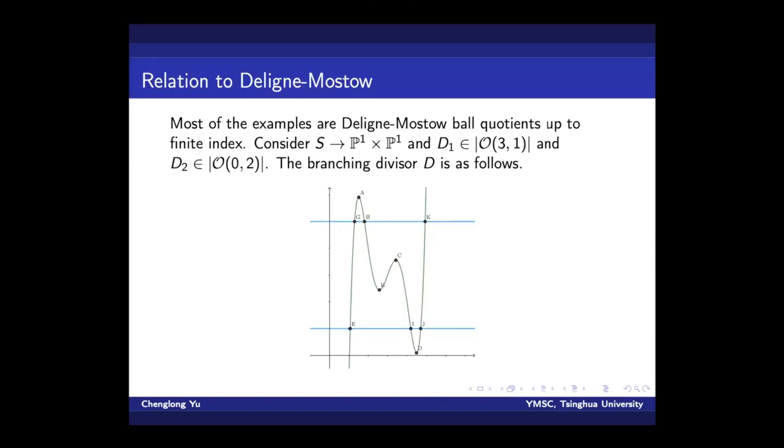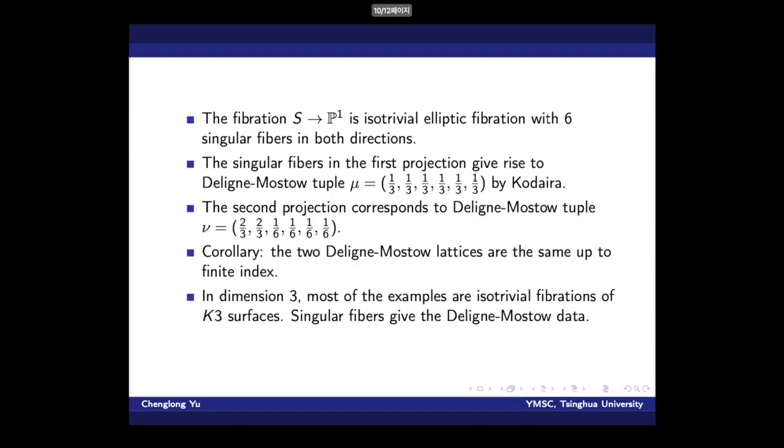So for the first, project to the x coordinate, you will have these six intersection points of D1 and D2. So they will project to the base. You will have 6 points on P1, and the fibers over these 6 points are the singular fibers. And for the other direction, you have the branching points of this D1, and then you will also have the two blue lines. They are projected to 1 point. So in both directions, you will have six singular fibers.